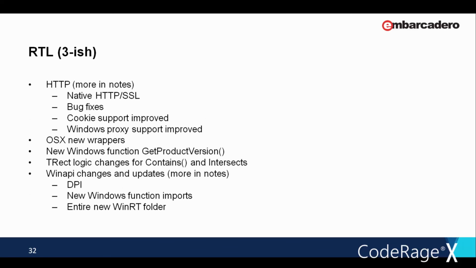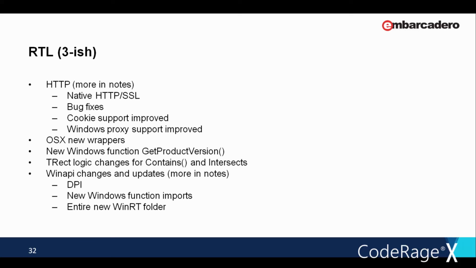For HTTP underneath RTL, again, it's native HTTP and SSL on Windows, Android, and iOS. There are bug fixes in there. The cookie support is improved, and that's primarily bug fixes, but in general it just works better. The Windows proxy support has changed and is more clear and concise. OS X, there's new wrappers for various API level things for library support for OS X. There's a new Windows function called Get Product Version that you might be interested in.